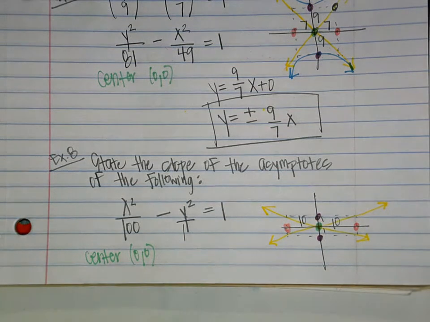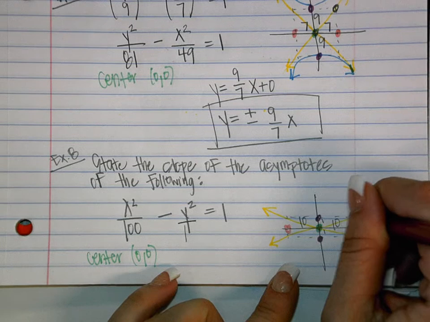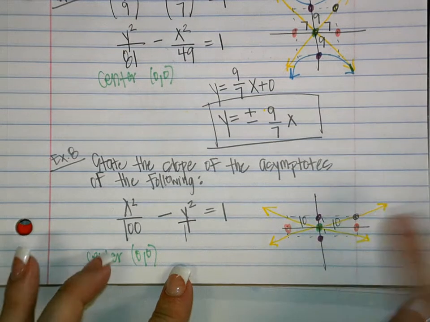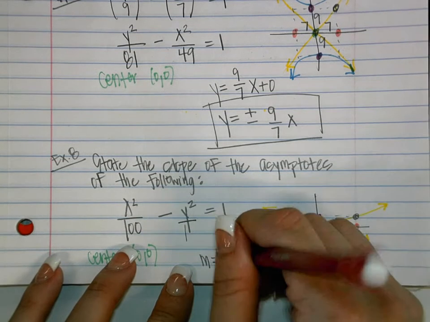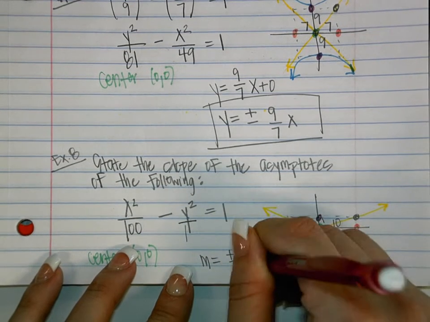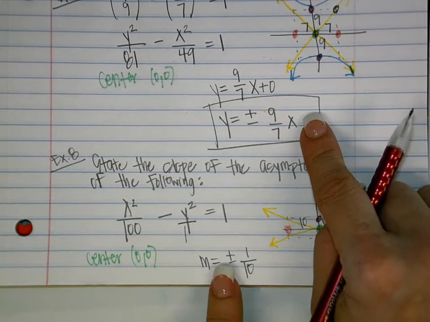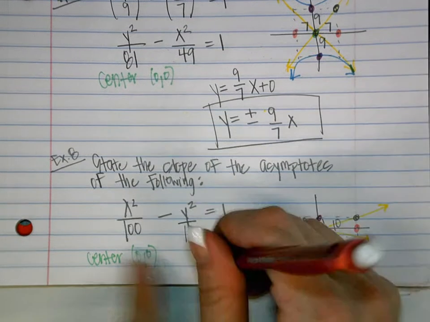So, what is the slope of this line? Up 1 over 10. Now, I'm just asking for the slope here. So the slopes of the asymptotes would be plus or minus 1 over 10. I'm not asking for the entire equation. So just make sure if it asks you for the equation, you write a y equals mx plus b equation. If it's just asking for the slope, it's just the m part.